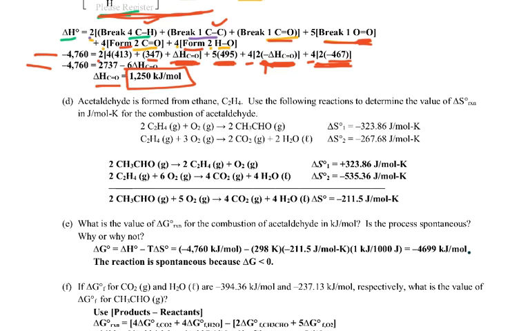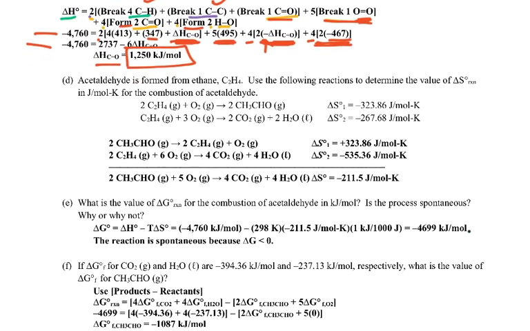Acetaldehyde is used to form ethane. Use the following reactions to determine the value of the delta S in joules per mole Kelvin for the combustion. So the idea is, again, we have this equation, actually it's written down here. We're definitely using Hess's law, given these two equations. Now, this is done with S's, and that's okay. Hess's law will work for delta H's. It'll work for delta S's. It'll work for delta G's, if we have that information.